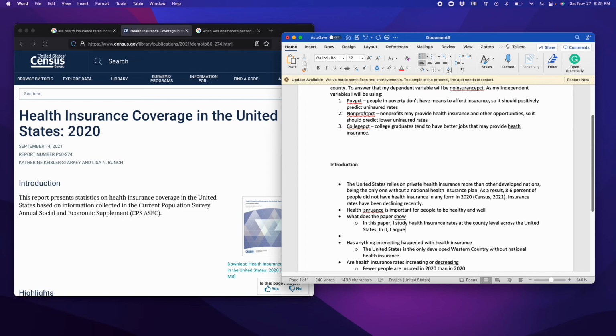In the next video, I'll talk about the literature review and keep moving through the paper. And once this paper is done, I'll put it on the course website for everyone to see.